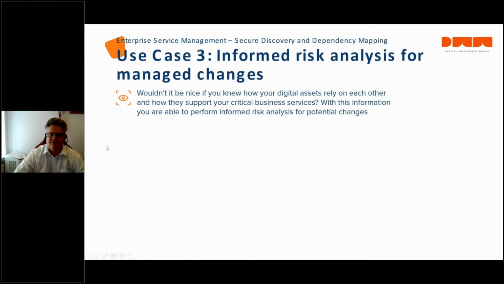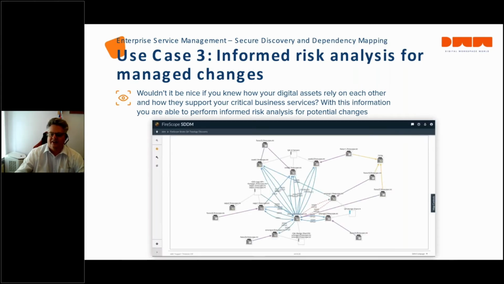So the third case is providing you with informed risk analysis for change management. So wouldn't it be nice if you knew how everything relied on each other and how they support your critical business services? With that information, you can make those critical decisions. If I make a change to this CI, what am I going to impact? And this is exactly what we're going to provide you, a map of interdependencies and service relationships.